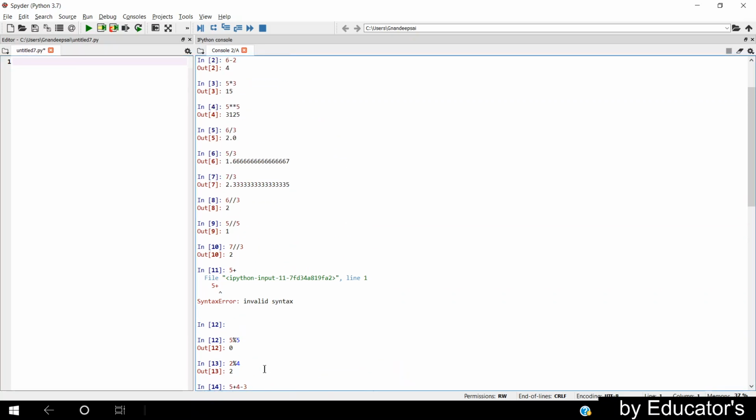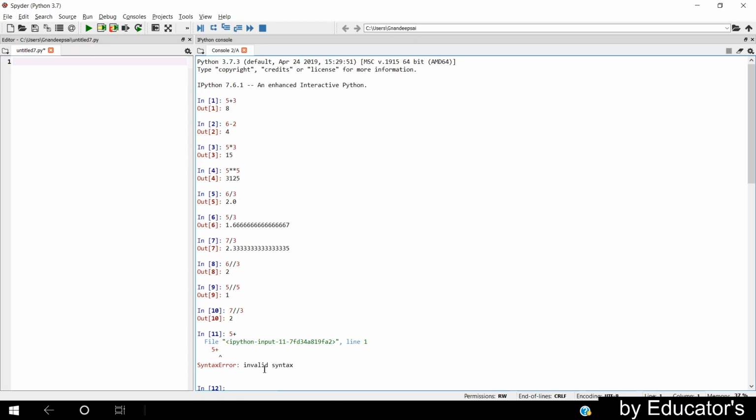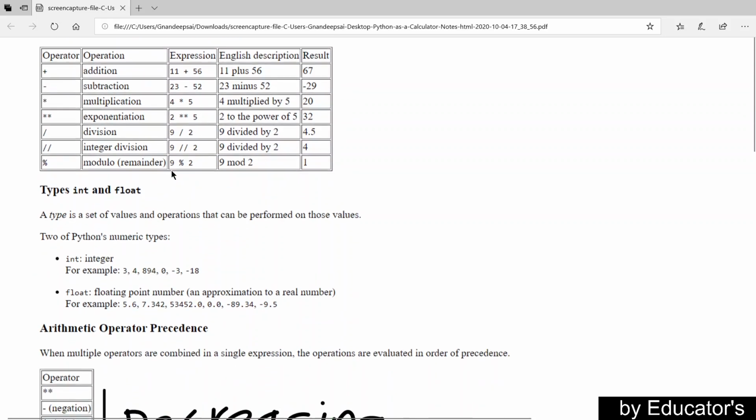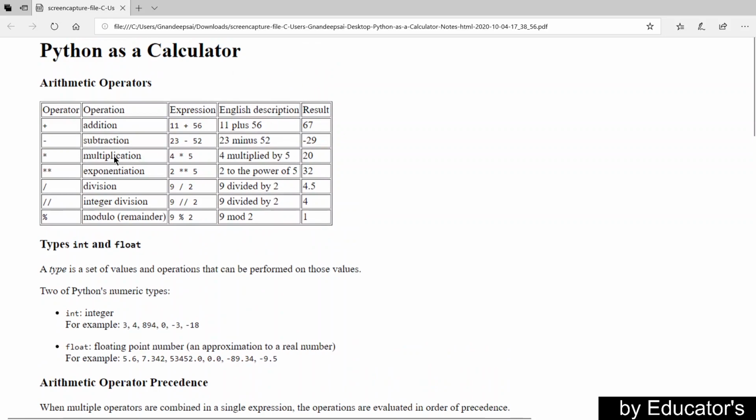Great, that's all we'll be learning in this video. I'll just show you the notes. Python as a calculator. So that's what we saw in this video. We saw how to perform addition, subtraction, multiplication, exponentiation, that is raising something to the power of something, and float division. And next we also talked about integer division and modulo, that is remainder. You can see the English description, expression, and the result.